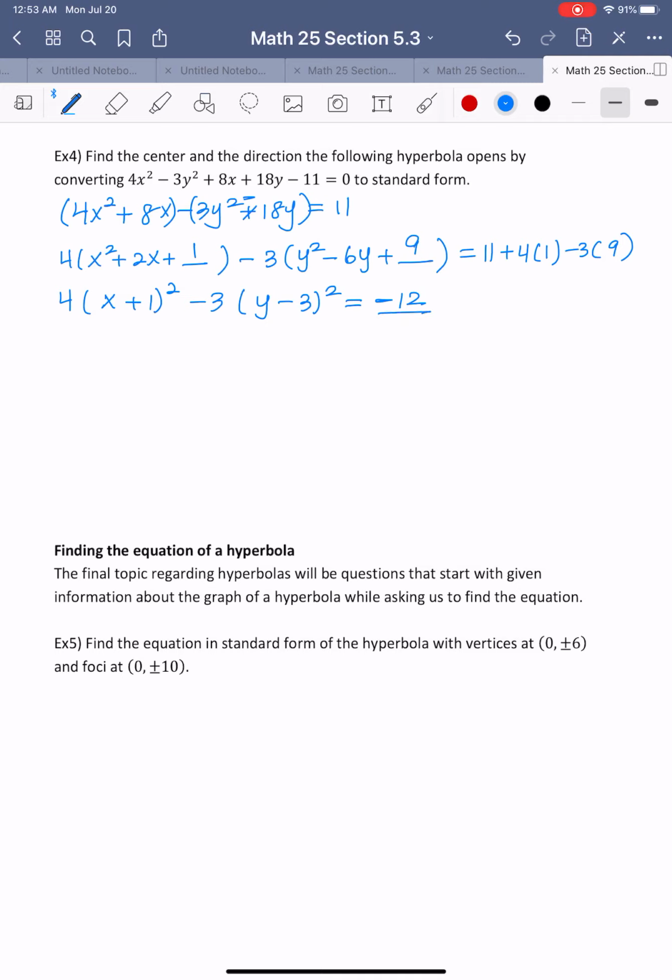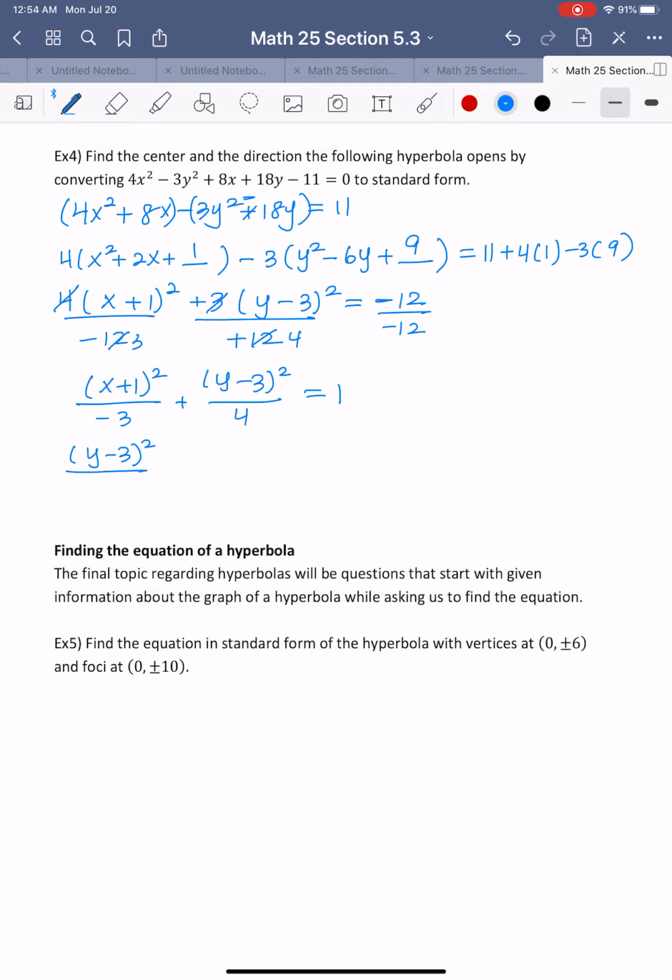So if I divide by negative 12 on both sides, because I need to get positive 1, I get x plus 1 squared over negative 3. The two negatives become positive, and 12 divided by 3 is 4. So y minus 3 squared over 4, and if I'm writing it right, oh sorry, it should be the negative: minus x plus 1 squared over radical 3 squared, equals 1. Yeah, that's the hyperbola.